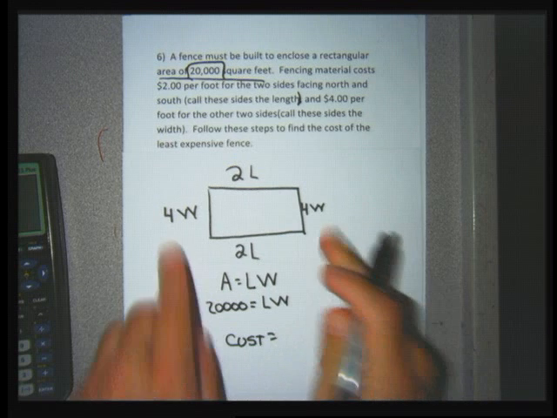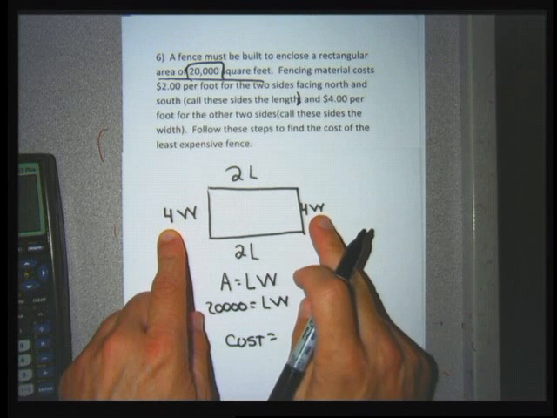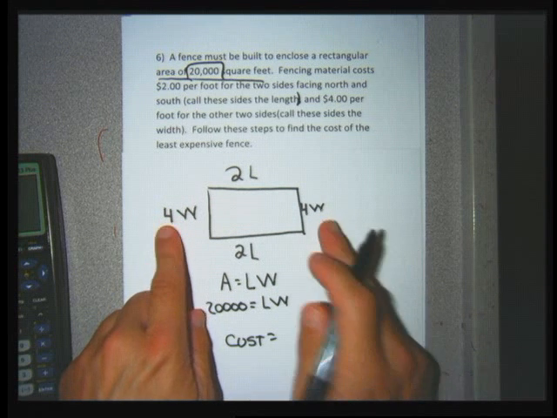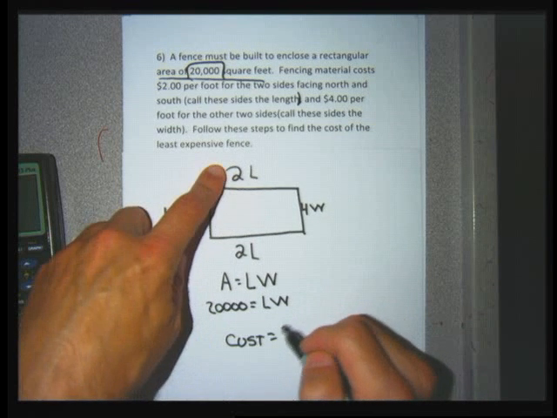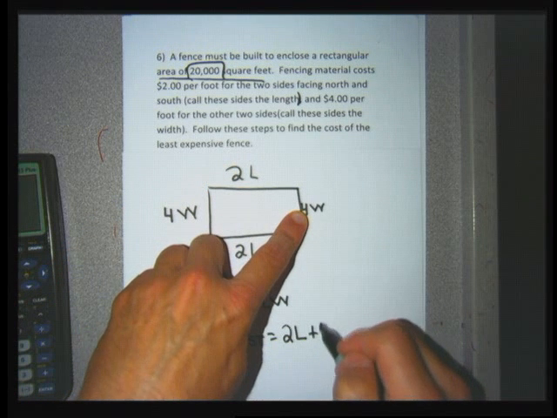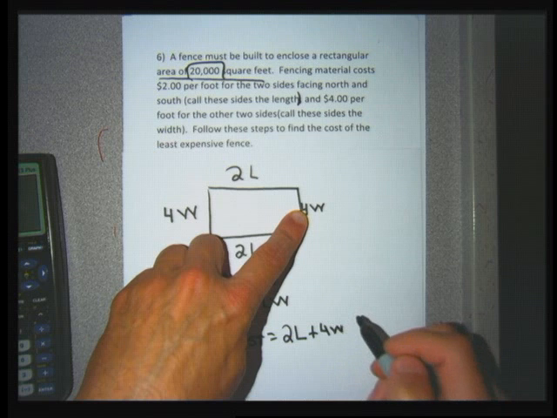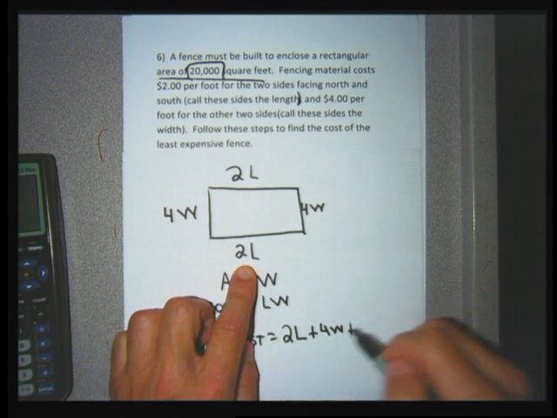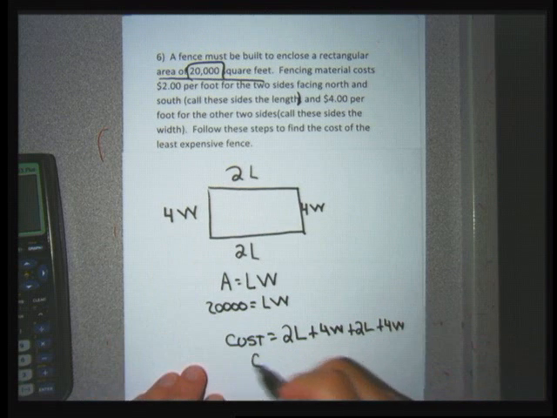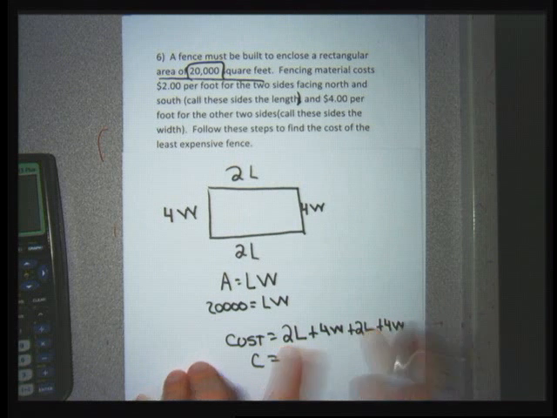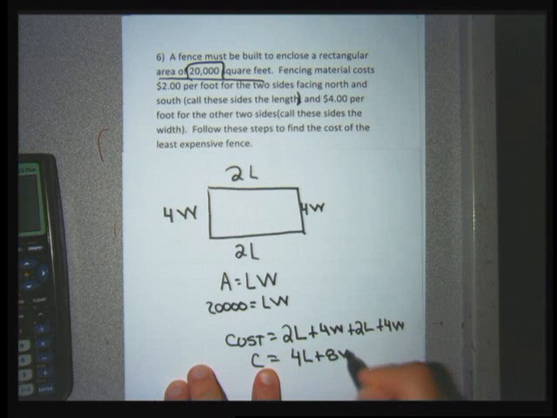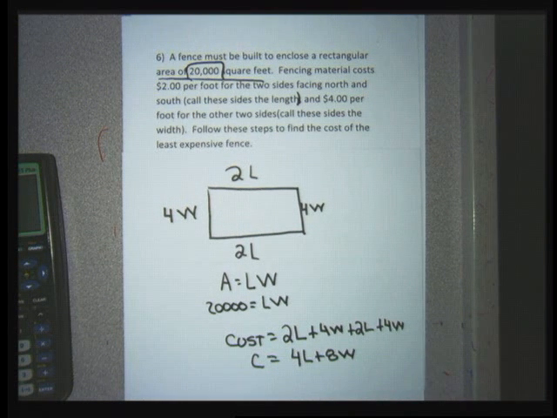And the cost of my fence is going to be, I'm going to add up the cost of each side. And the cost of a side is the dollar per foot times the length of the side. So the cost is going to be the cost of the top side, which is $2 times its length, plus the cost of the east side, which is $4 times its length, which I call a width, plus the cost of the south side, plus the cost of the west side. The cost to build my 4 sides is good. If I add the 2 L's up and the 4 W's up, it's going to be 4L plus 8W. That's everything I need for this problem.